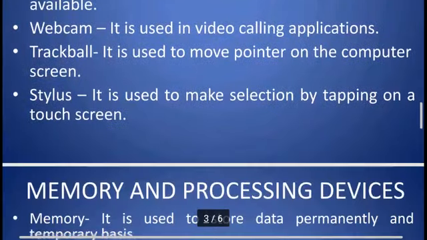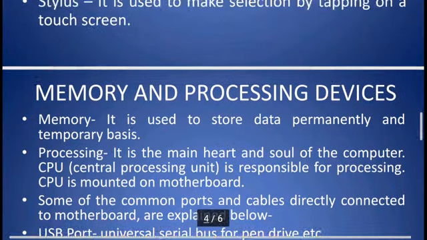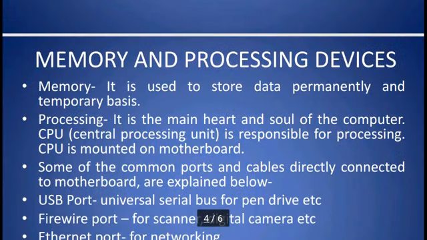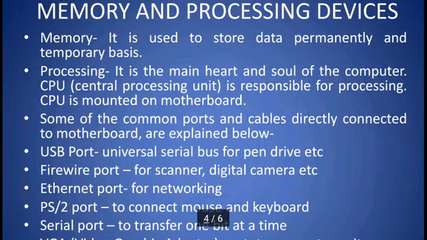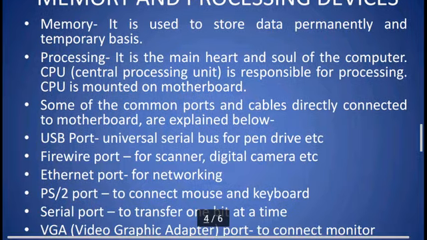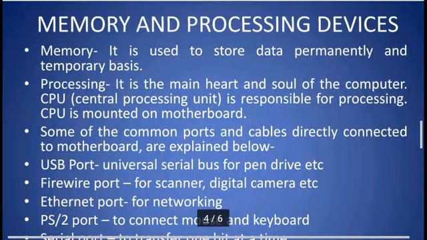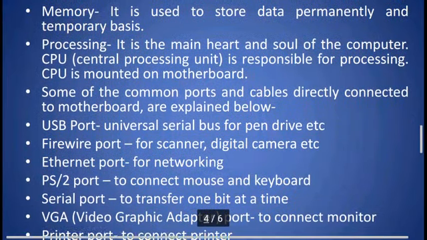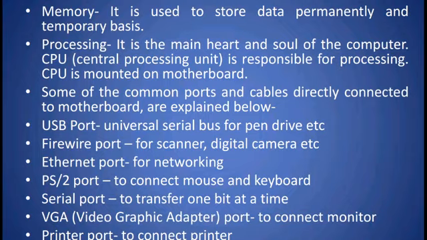Now the next thing is memory and processing devices. Memory means storing our data, either permanently or on a temporary basis. Then the next thing is processing. Processing is the main heart or soul of the computer. The CPU, the central processing unit, is responsible for processing.